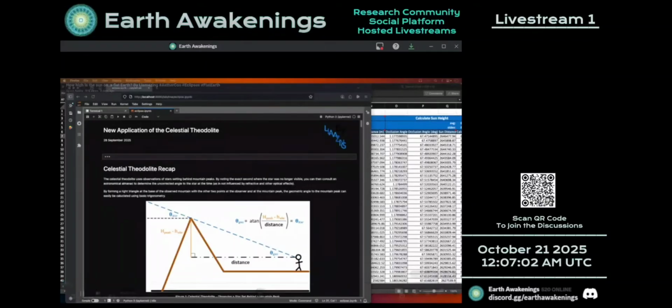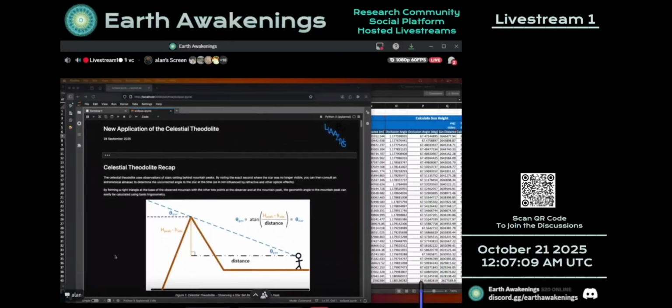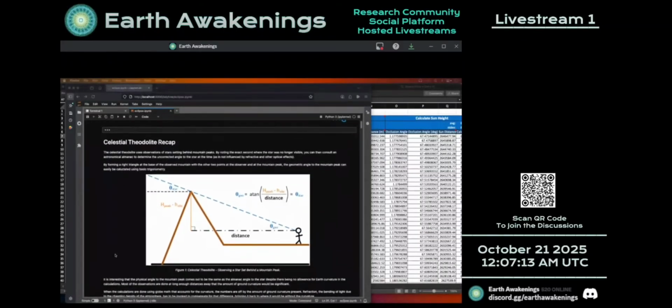Hello, this is Llamazing, and I'm going to present a new application for the celestial theodolite today. But first, let's recap what it is for those who don't know. The celestial theodolite uses observations of stars setting behind mountain peaks. By noting the exact second where the star was no longer visible, you can then consult an astronomical almanac to determine the uncorrected angle to the star at the time, as in not influenced by refractive and other optical effects.